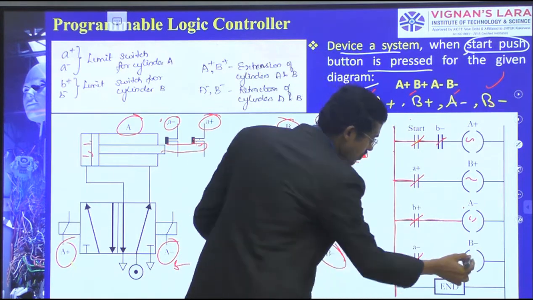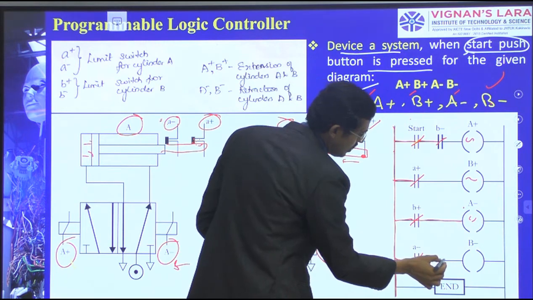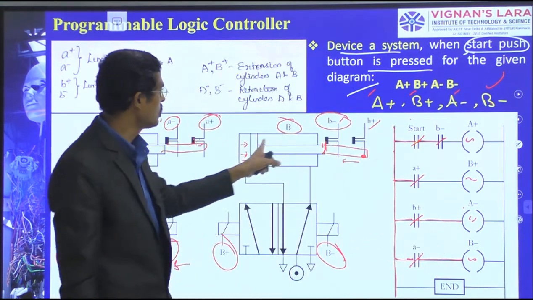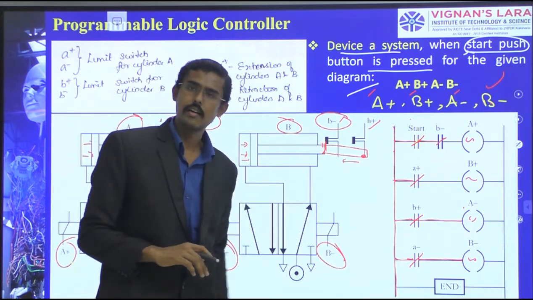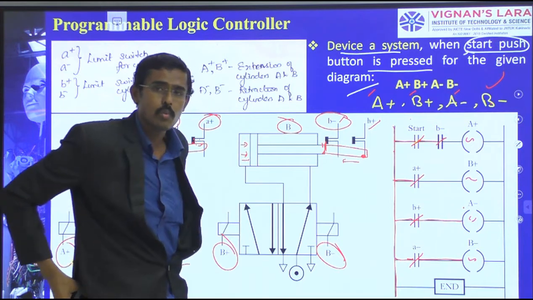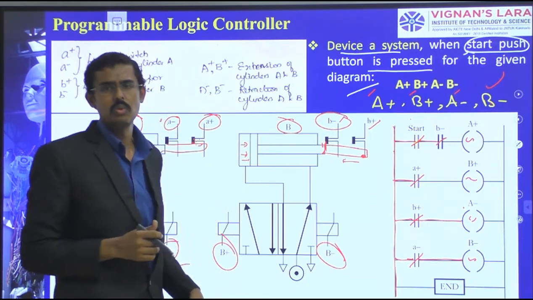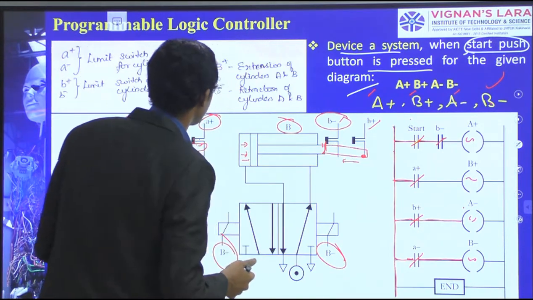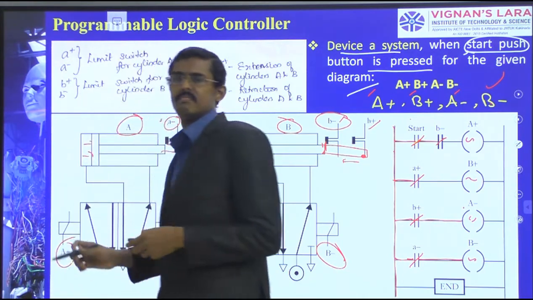So I am connecting the B minus there, output. When the A minus is activated, it is going to connect to the B minus, and then the return will also be possible. So at last this is end run. So likewise, we can operate multiple cylinders through a PLC diagram. So that is what I have written.